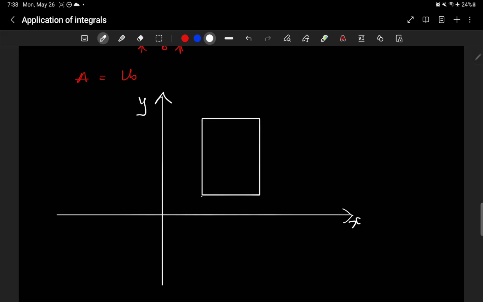But you're told that this is at 2, this is at 5, this is at 6, and this is at 1. In this case, clearly, you can tell that the length will be the top point minus the bottom point, and the breadth will be the rightmost value minus the leftmost value. So this gives us a 3 here, and here we end up getting a 5.